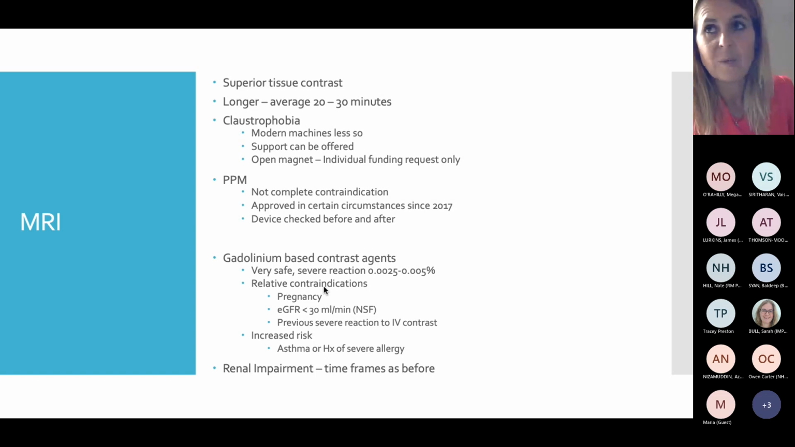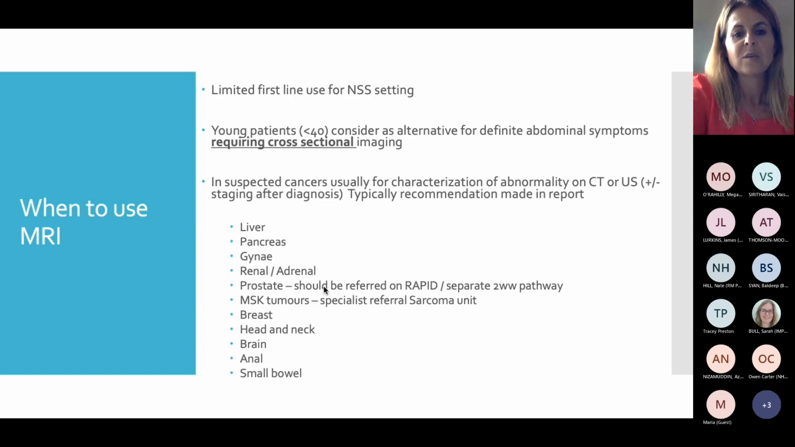Many MRIs are done without intravenous contrast, and it's not usually an issue. There's a slight increased risk with a history of asthma or severe allergy, as before for the iodinated agents, and the renal impairment timeframes are as before as well. So 3 months, ideally a week, depending on the circumstances, but slightly longer if it's stable. So when do we use it?